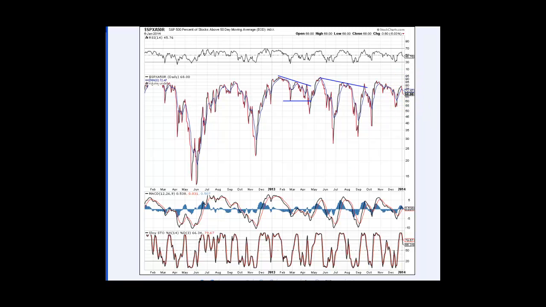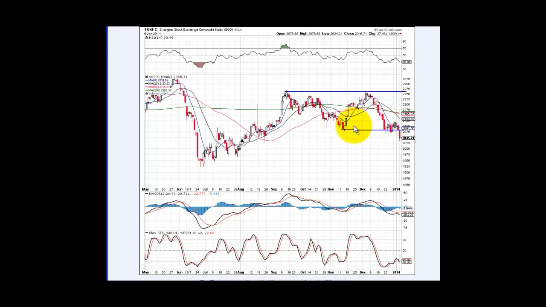Okay, one thing that is a real big concern of mine is China, and I mentioned that to you, and I wanted to show you Shanghai. We have now broken down from this support base here. So this is not a good sign. Remember, China is a huge buyer of our commodities. And if China starts to slow down, you're going to feel it here in the U.S. equities and around the world, actually. So this is something of a big concern of mine.